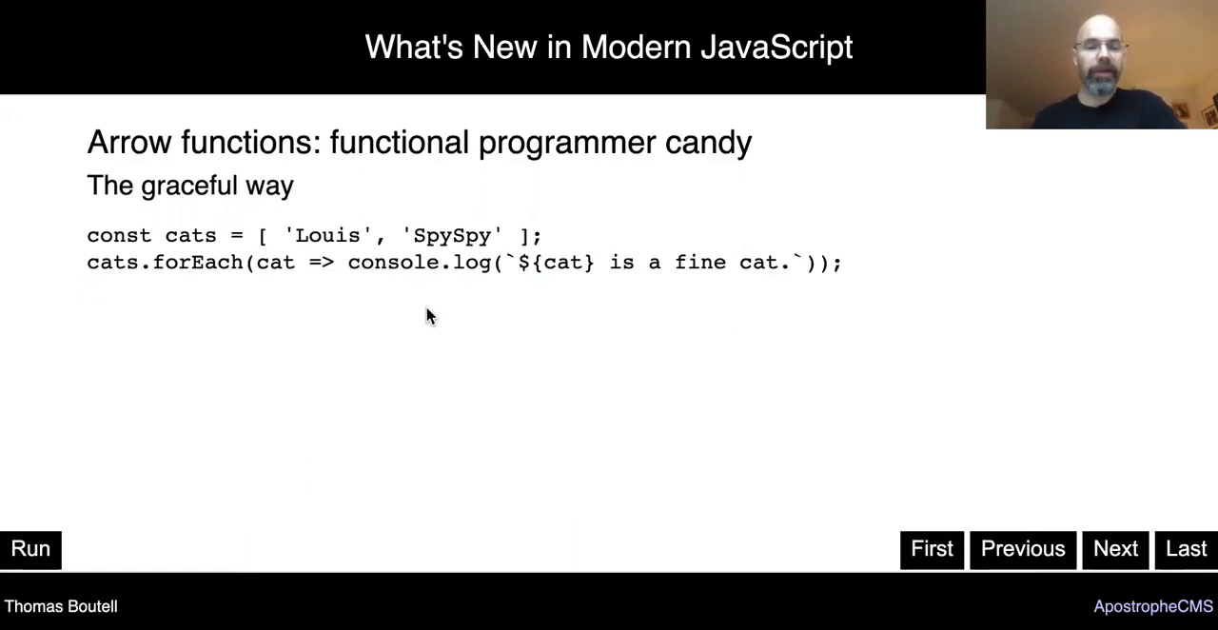Great. So here's the so-called graceful way. We're going to iterate over these cats. We're still going to use forEach because it takes a function. We're going to pass it an arrow function. So what is an arrow function?